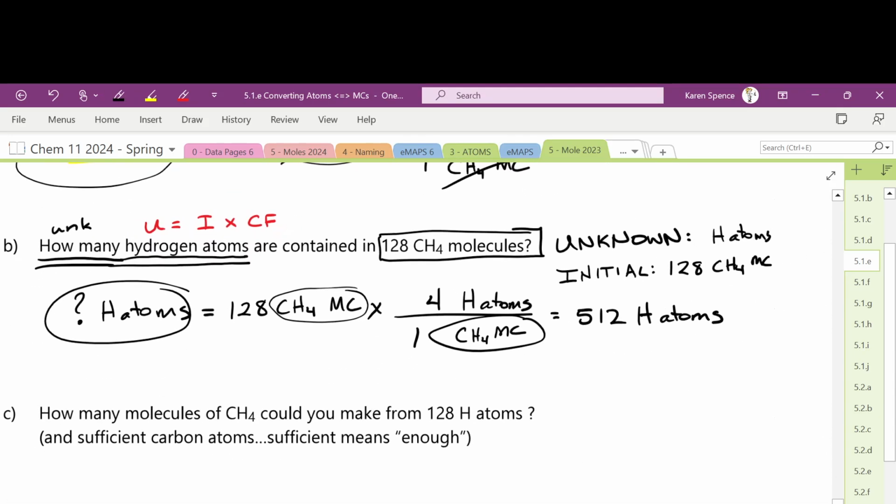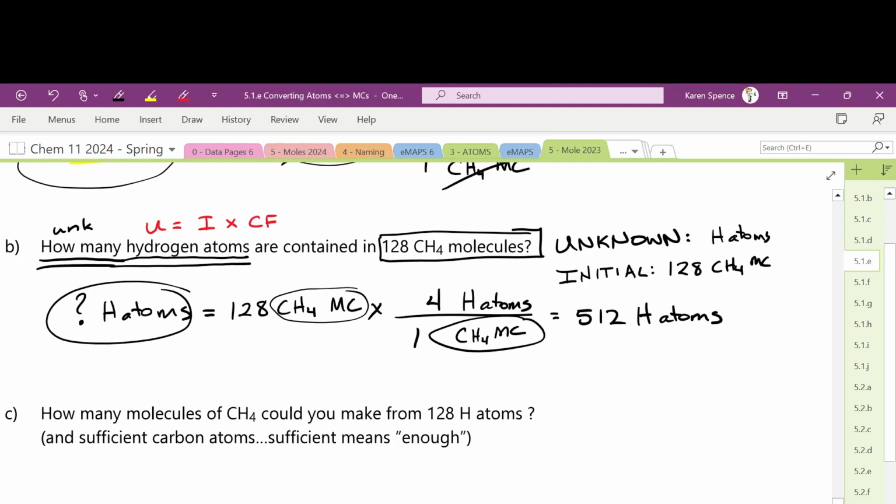Do you want to try the next one on your own? If you haven't already? Give it a go. Try the next one. Write it out exactly the way I've shown you. Unknown equals initial times conversion factor.